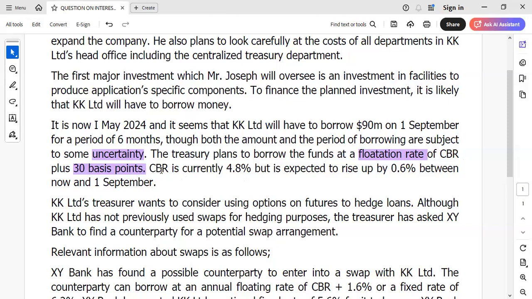They are telling us that CBR, the central bank rate, is currently 4.8%, but is expected to rise by 0.6% between now and 1st September.